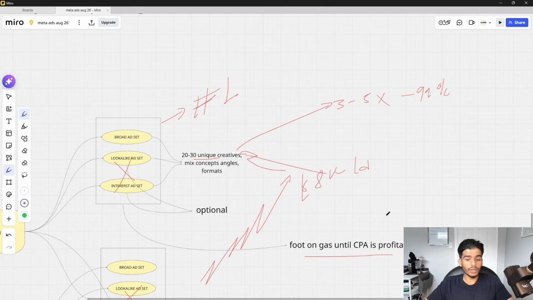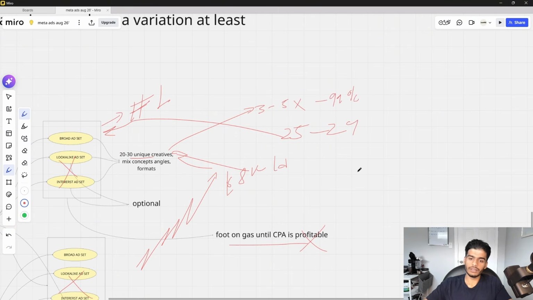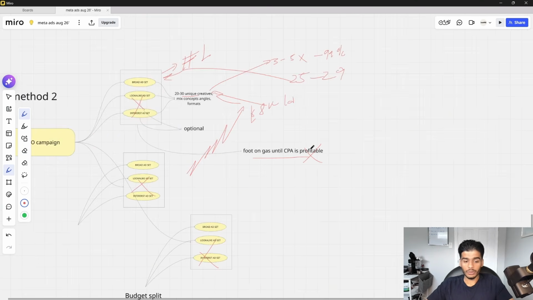And when your CPA is not profitable on these 3 to 5, what we are gonna do is take the remaining 25 to 29 creatives from this ad set. I know it's getting complex now, but stay with me. 25 to 29 creatives that did not get spent, you are gonna put it in a new ad set and introduce 1 to 5 totally new creatives, new concepts, new angles. So you did not do all that work for no reason. 3 to 5 got spent, but you did not make the 25 extra for no reason.